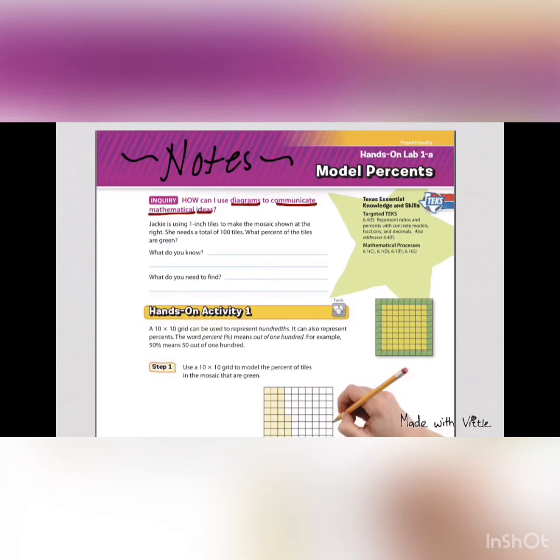Now let's go ahead and read the problem given. Jackie is using 1-inch tiles to make the mosaic shown at the right. She needs a total of 100 tiles. What percent of the tiles are green? What do you know? What do you need to find? As you can see, I already underlined important information and I circled the keyword on the question. That will help me solve the problem.